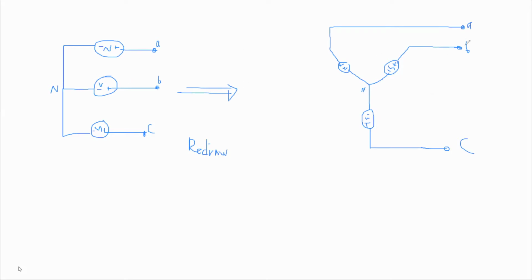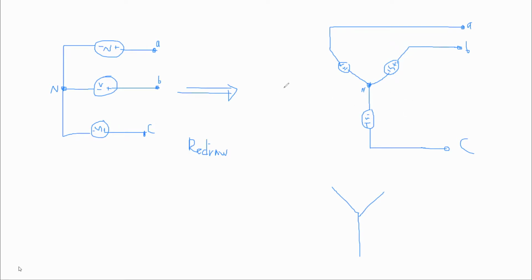You see the terminals A, B, C. From A, they have a voltage source to the neutral. From B, I have another source to the neutral. From C, I have another source to the neutral, which is this common point here, called the neutral. Now, if you look at this shape, it looks like Y. So this is why this connection is called Y connection, because it can be redrawn as a Y.